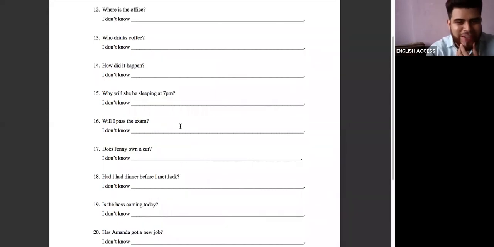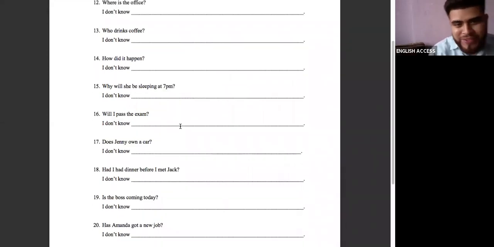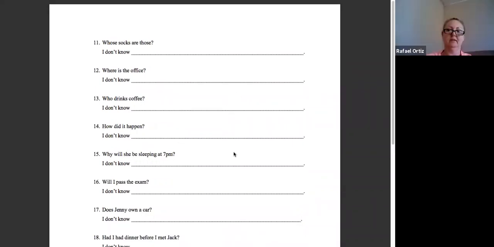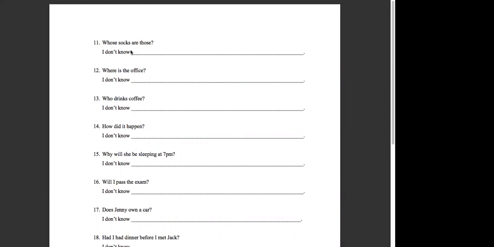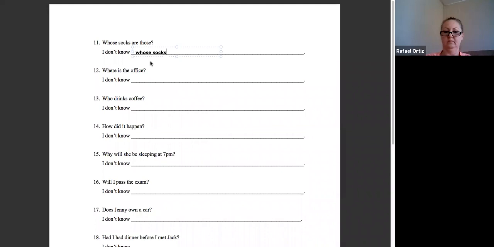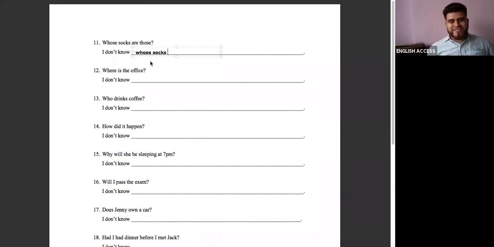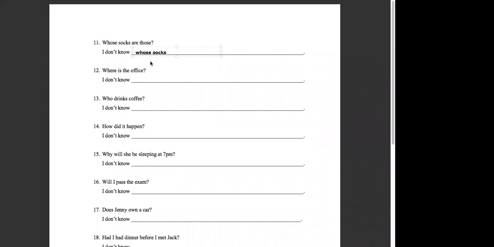Okay. Well, another one? Yeah, we have another one, and these are a little more difficult. Whose socks are those? I didn't know whose socks are those. This one has a subject. No? Who? Whose socks? Whose? Whose socks those are? Yes.